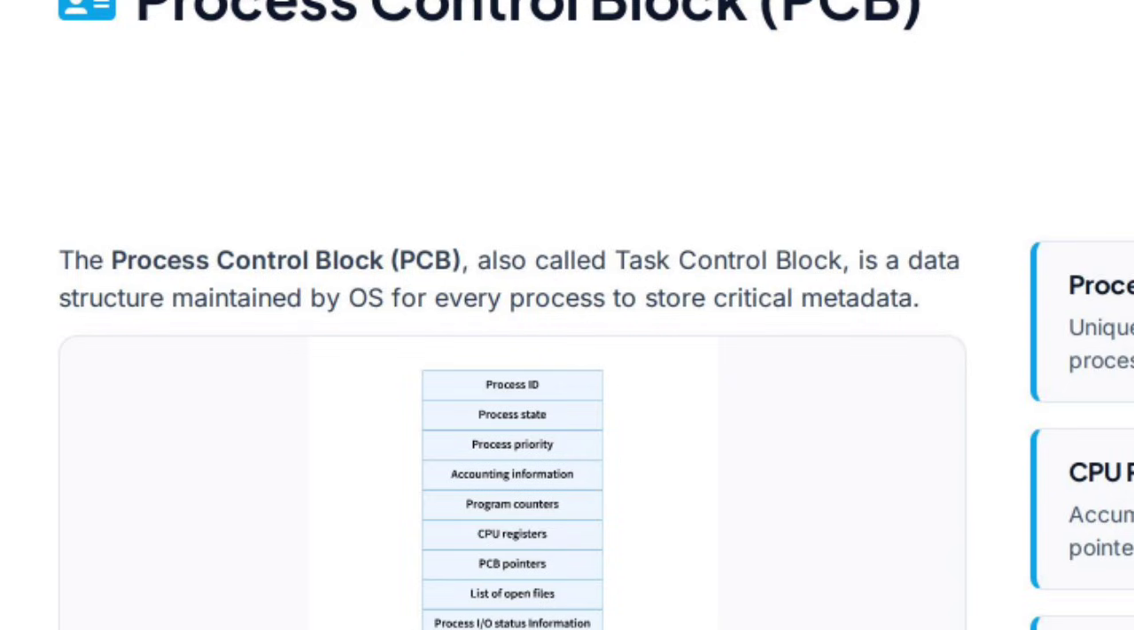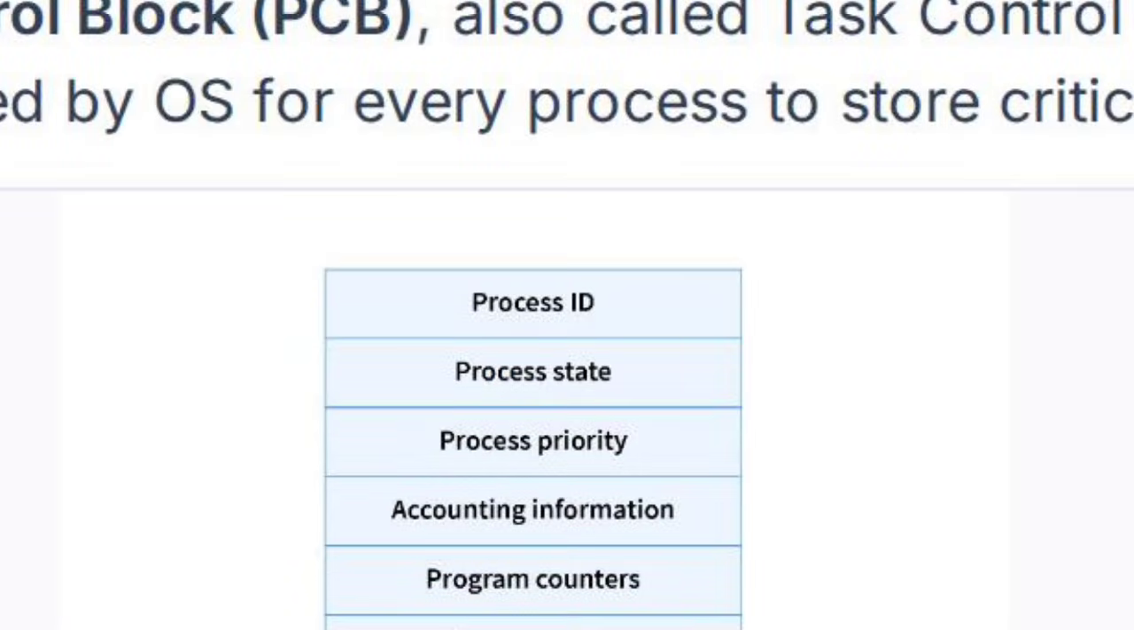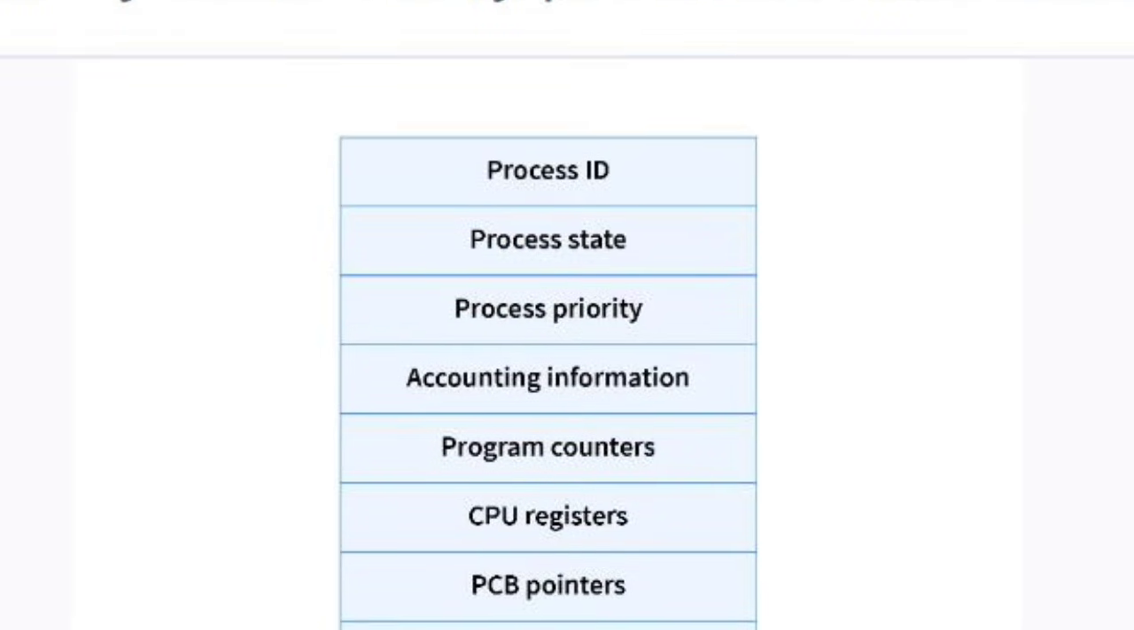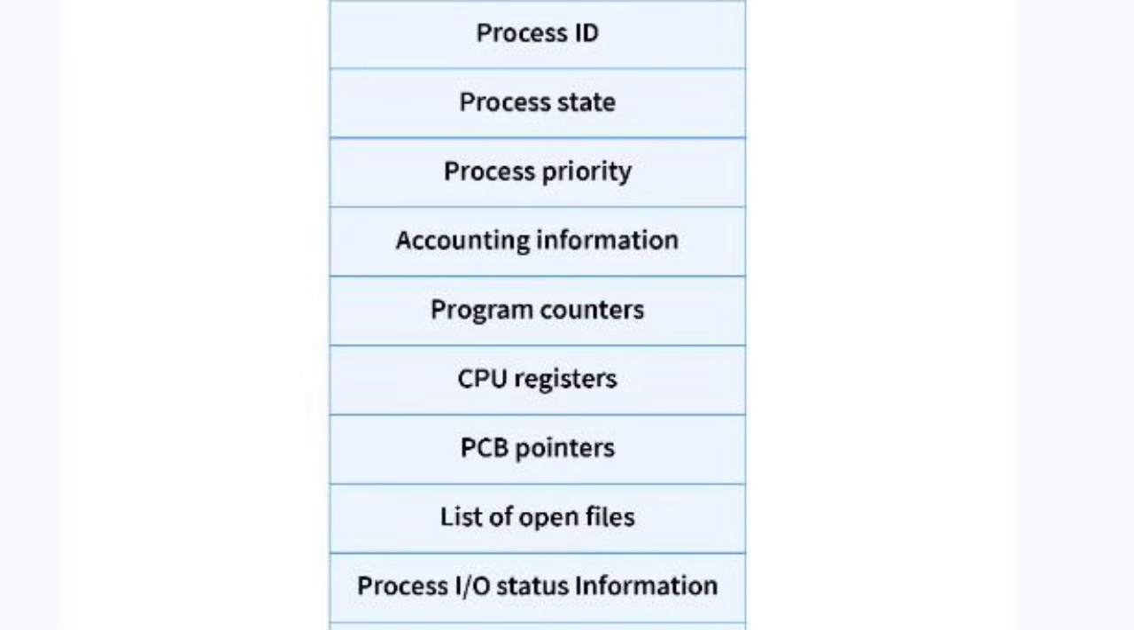Think of the PCB as an identity card that holds the information of a process's life. Imagine a student's name, roll number, class, attendance, marks, and so on. The contents of a PCB are: first the process ID, process state, and process priority.